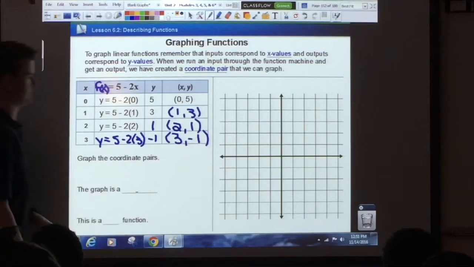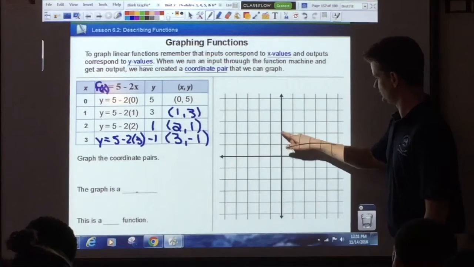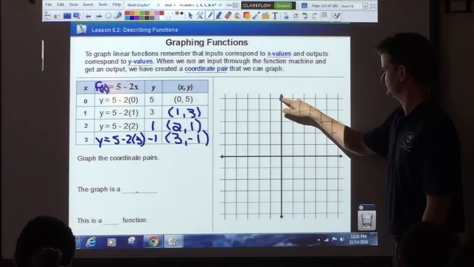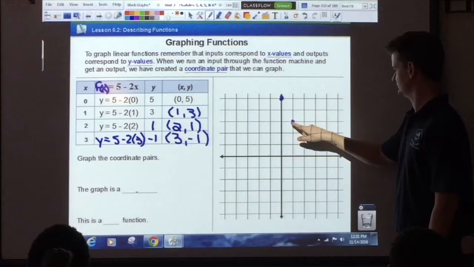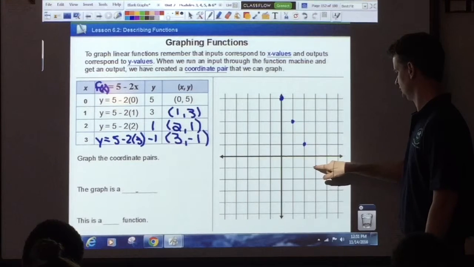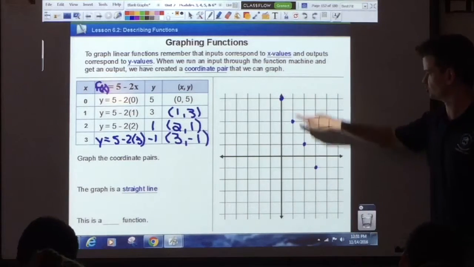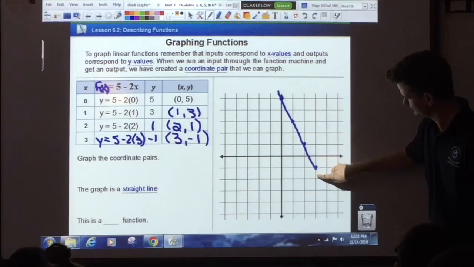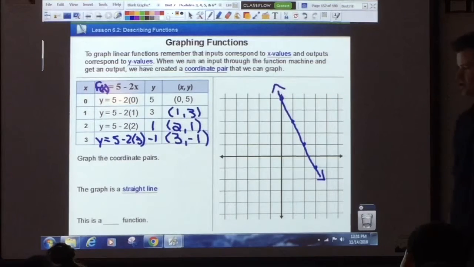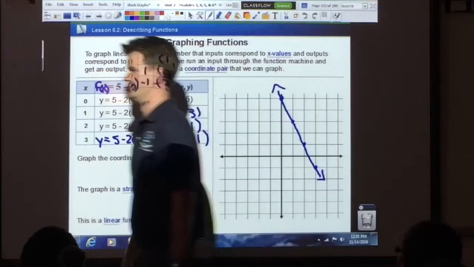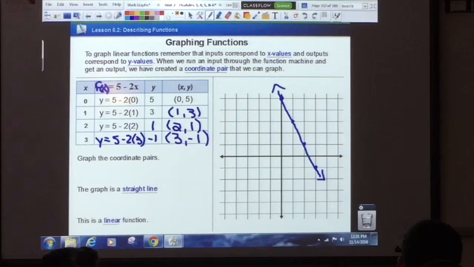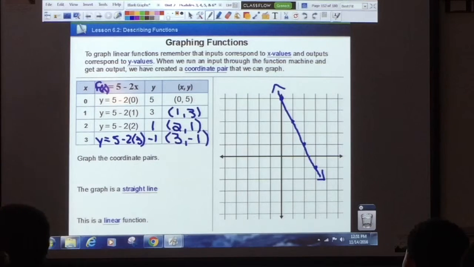I can take all these points and I can graph them. So 1, 2, 3, 4, 5. And then I graph all of these points. This graph is a straight line when I connect the dots. Which means, is this function linear or nonlinear? Linear. This is a linear function. Good. So it's simple. You're taking inputs, putting them through the machine to get outputs.